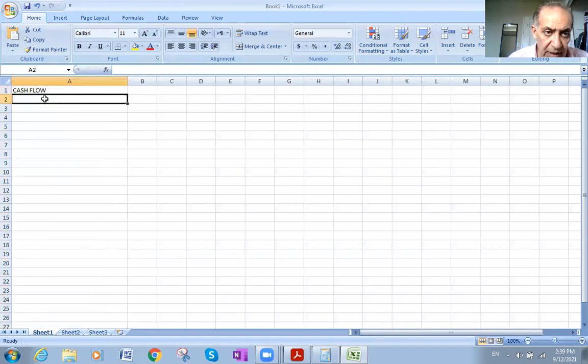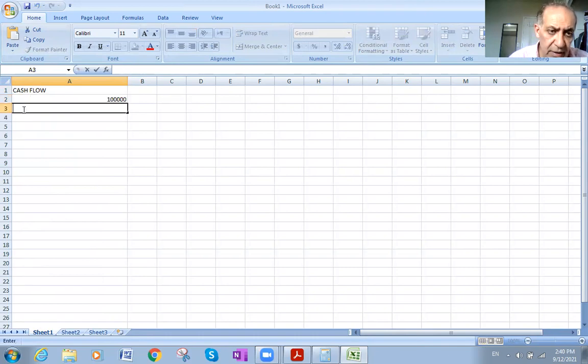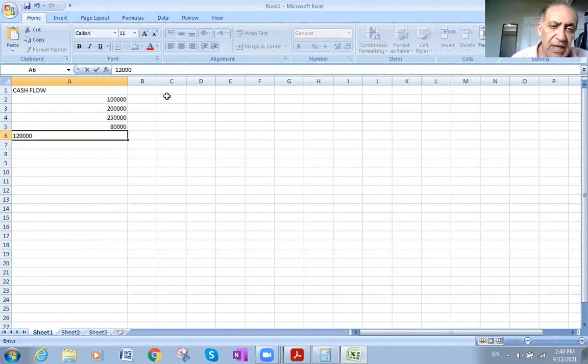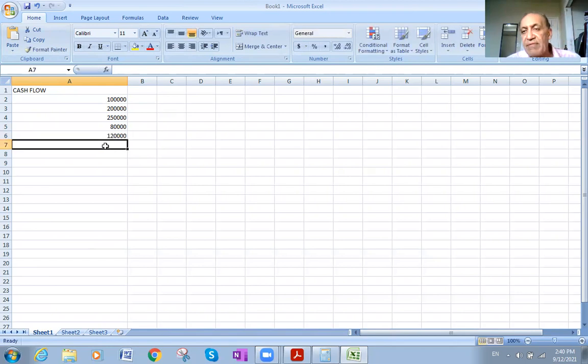Let us say the cash flow for the first year was 100,000. The cash flow for the second year was 200,000. The third year was 250,000. The fourth year was 80,000. And the fifth year was 120,000. You want to do the same thing, but with different numbers. It's not the same numbers as we did before.